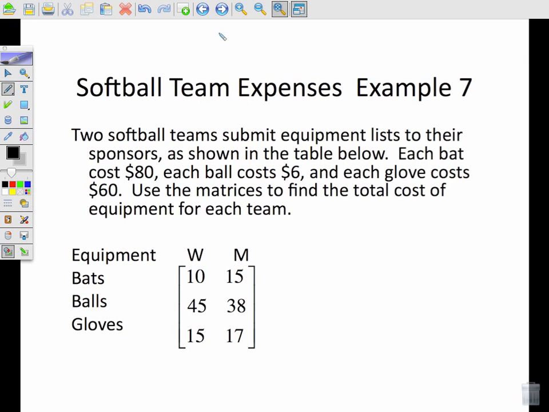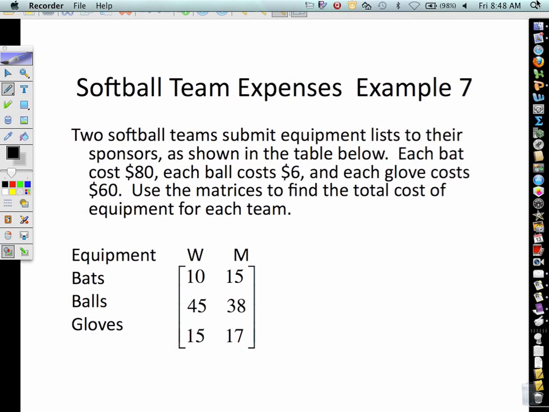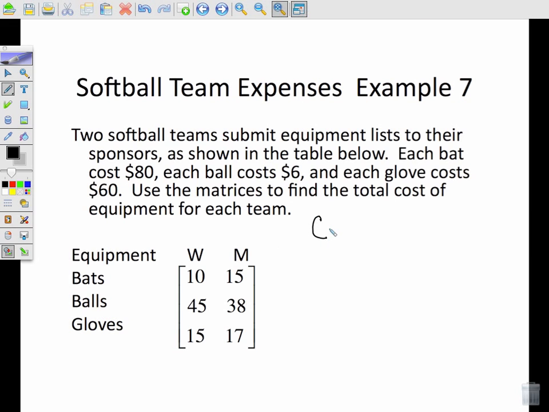All right, one more problem left here. Softball team expenses, example 7. 2 softball teams submit equipment lists to their sponsors as shown in the table below. Each bat costs $80, each ball costs $6, and each glove costs $60. Use the matrix to find the total cost of equipment for each team. We basically need to take, in this case, the cost of the equipment and multiply it by the inventory.